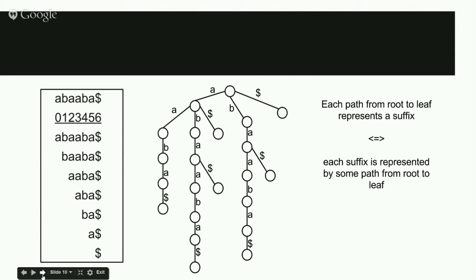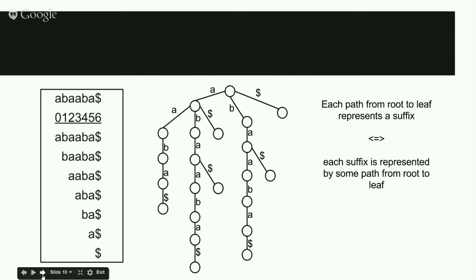So root to the $ node is a suffix, and then root to A B B A $, that's a suffix. And conversely, each suffix is represented by a path from the root to a leaf. So it works both ways. If you have the path, it's a suffix. If you have a suffix, it's going to have a path from the root to a leaf. Okay, so that's how you create it.